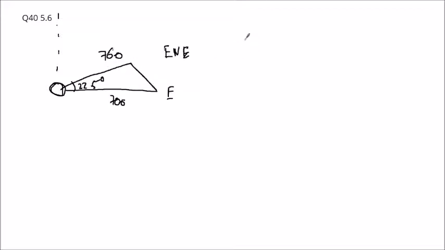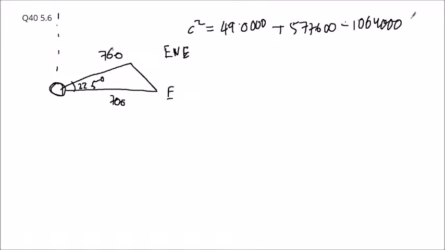We just plug it into the formula, right? The formula is the law of cosines: 700 squared, 490k. So this is c squared equals 490,000 plus 760 squared, which I'm actually going to use the calculator for. I could do it in my head, but I'm not going to. 577,600. And then that's 2 times 760 times 700, so 1.064 million, right? And it's not supposed to be a plus there, it's supposed to be a minus. Cosine of the 22.5.